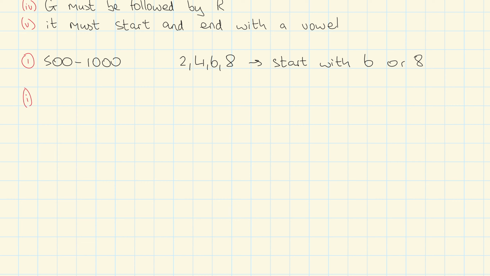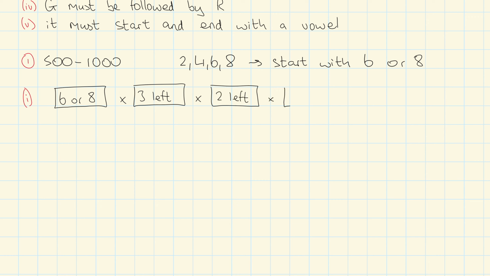So we'll start with part 1. If the number is between 500 and 1000, it needs to start with a 6 or an 8. Usually for permutations, you're best to draw it out. For my first number, I can have 6 or 8. Then for my second number, if I've used one of those, I have 3 left. Then for my next number, 2 left. And then at the end, 1 left. So that's 2 options to start with, by 3, by 2, by 1, into your calculator, and we get 12 options or numbers.